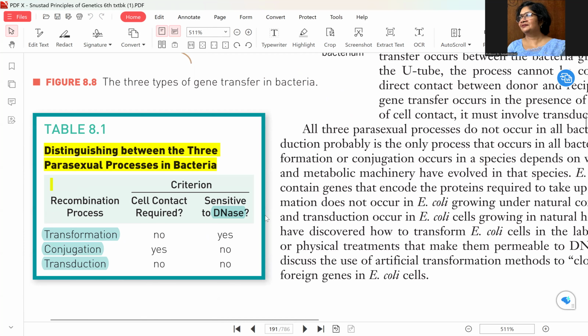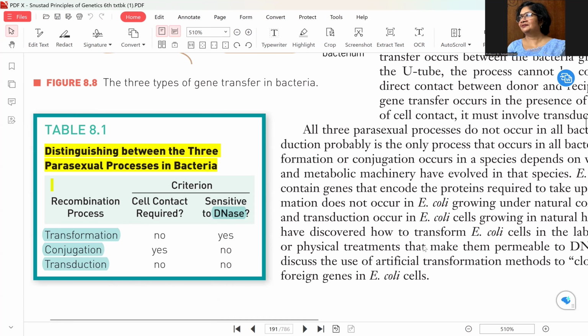In transduction, cell contact is not required because the DNA is transferred from a virus to a bacteria. This process is also not sensitive to DNase because the DNA that is transferred is protected by the virus particle and so is not accessible by the DNase enzyme.